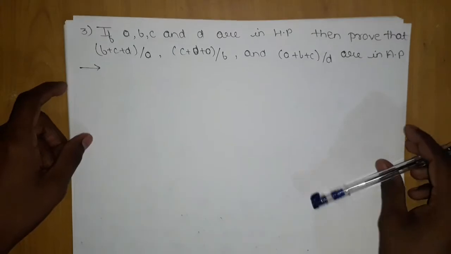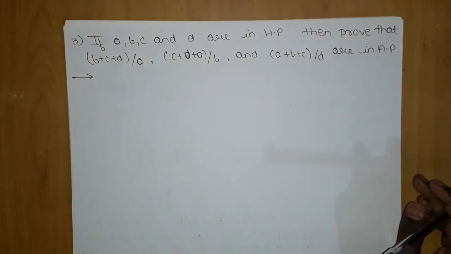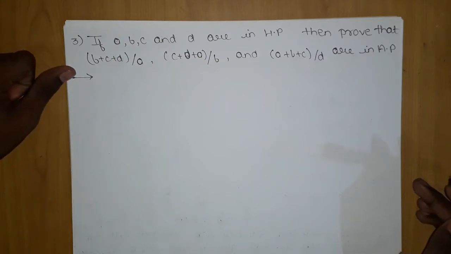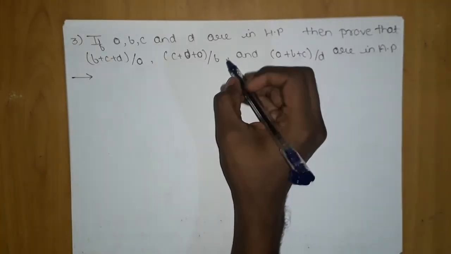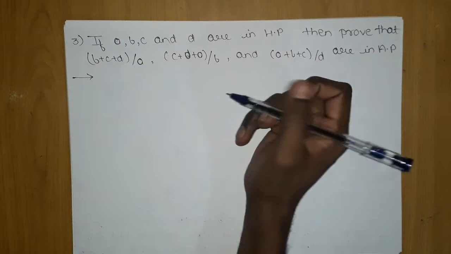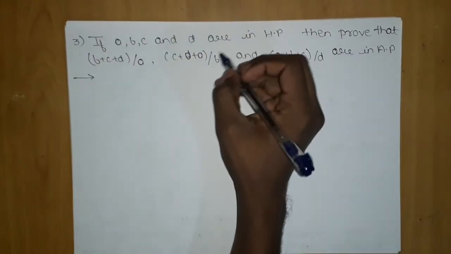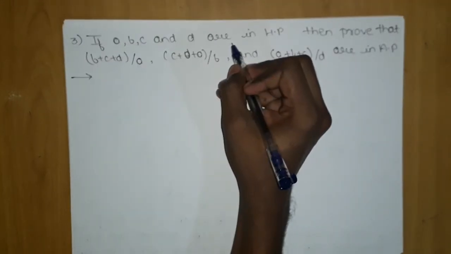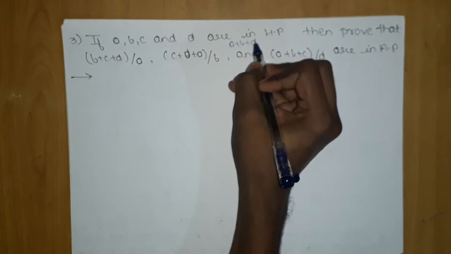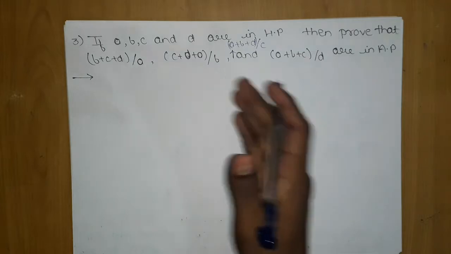The question is as follows: if a, b, c and d are in HP, then prove that (b plus c plus d) upon a, (b plus d plus a) by b, (a plus b plus c) by d are in AP. Okay, there should be c also, due to similarity. There is some particular pattern, so there should be c also, which should be (a plus b plus d) by c. So there is one more thing.